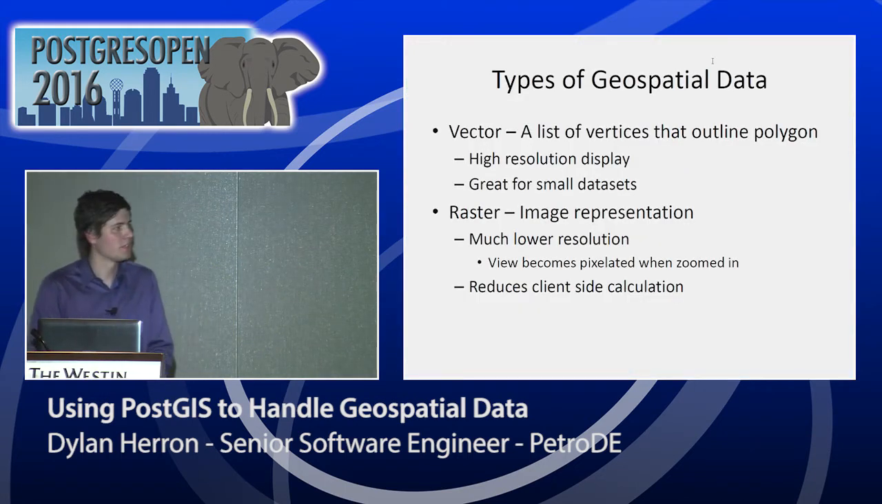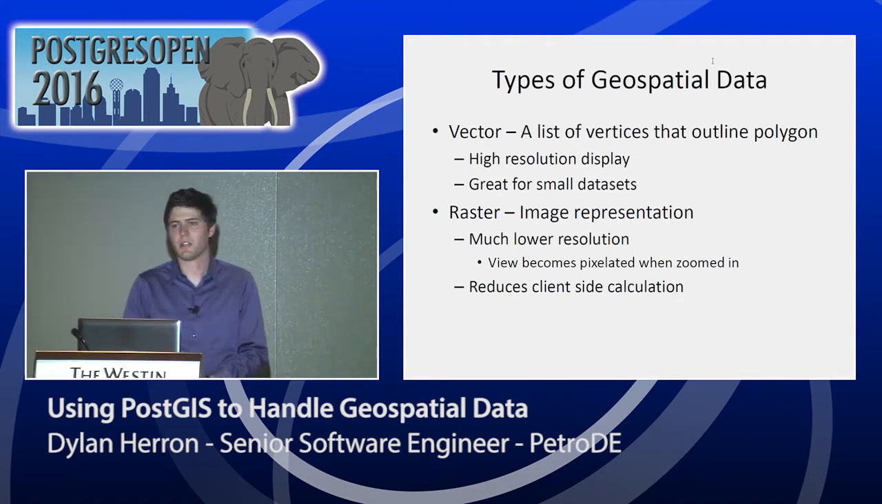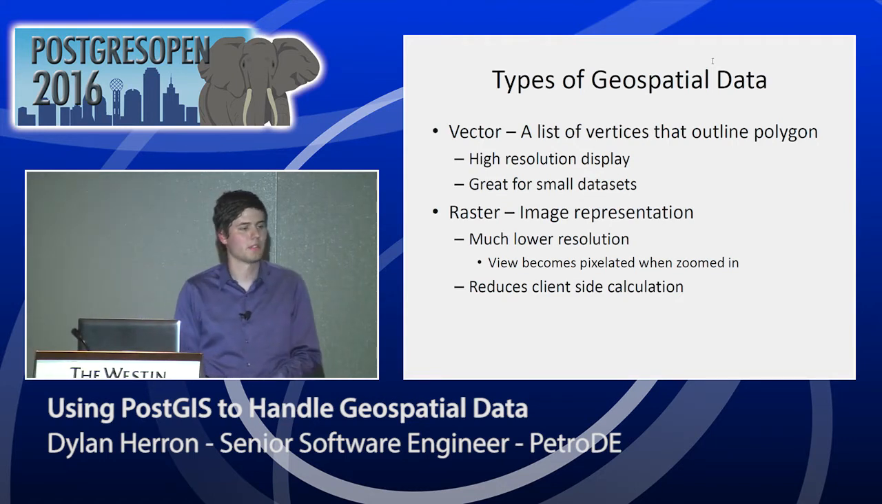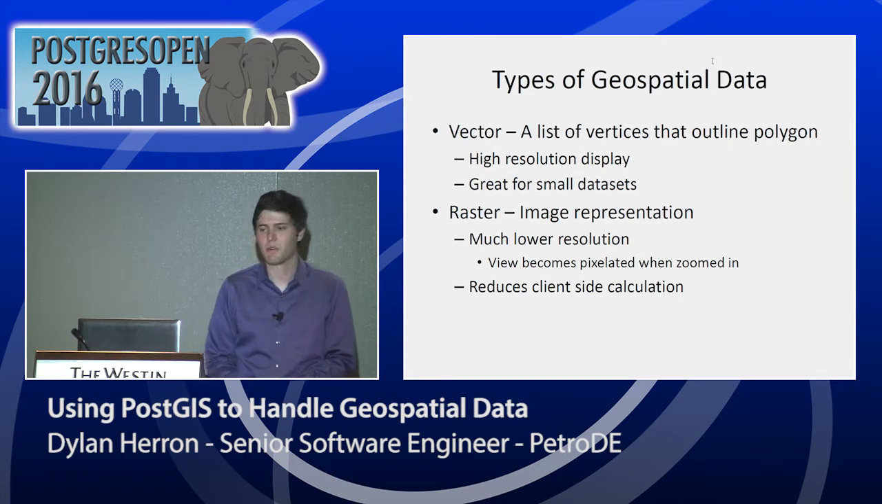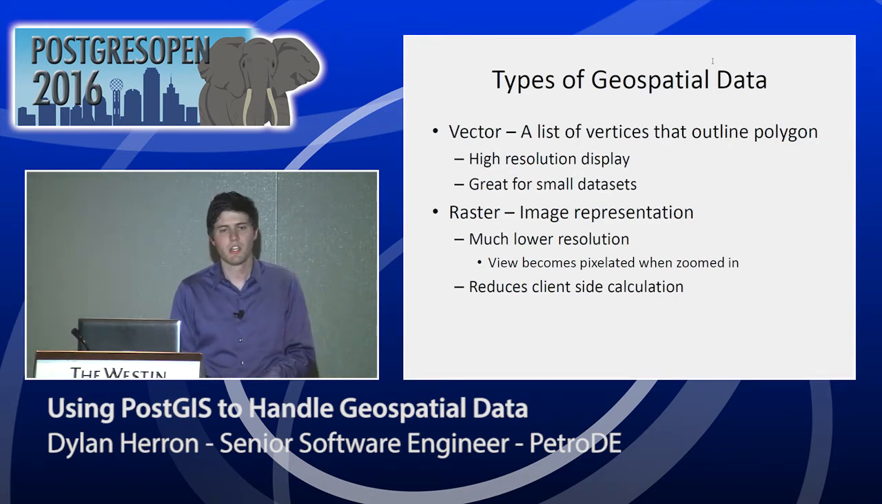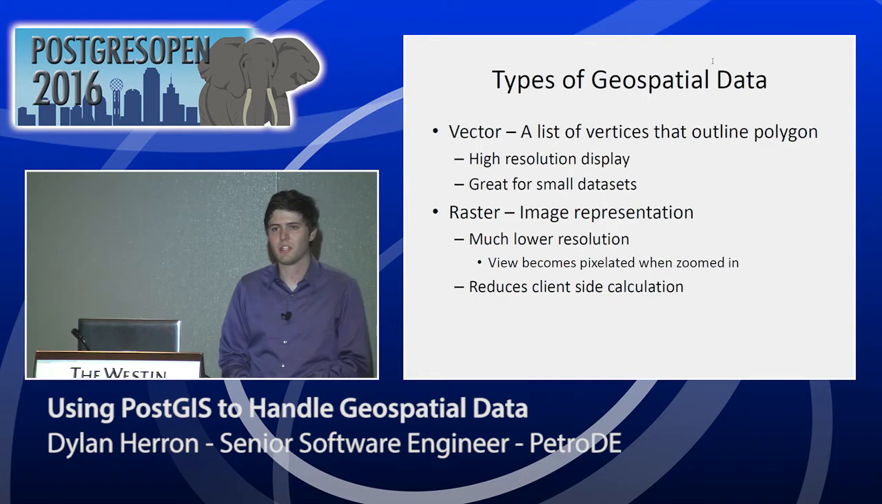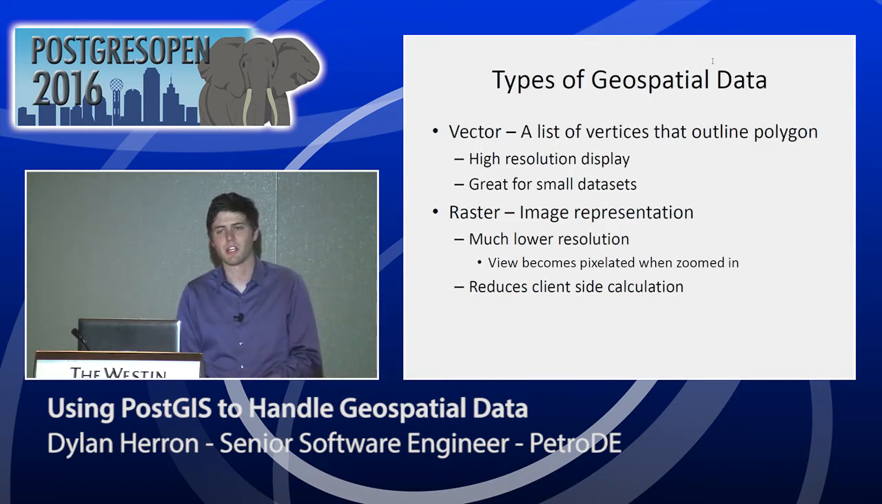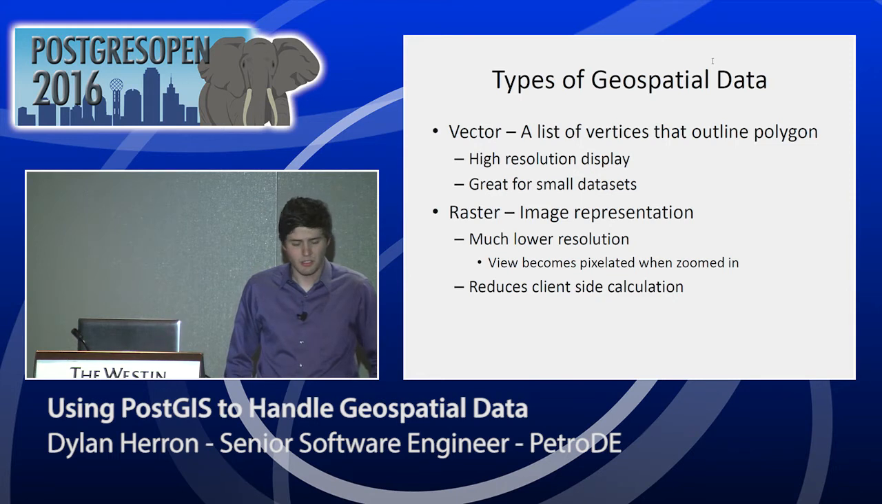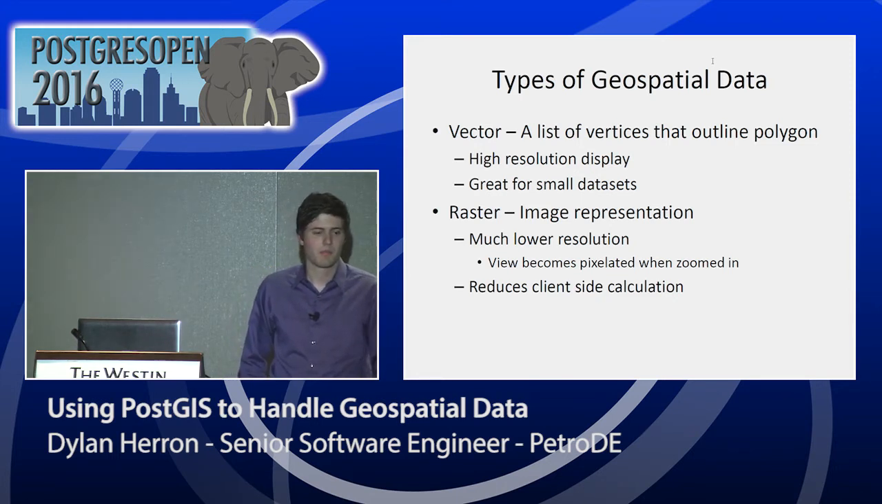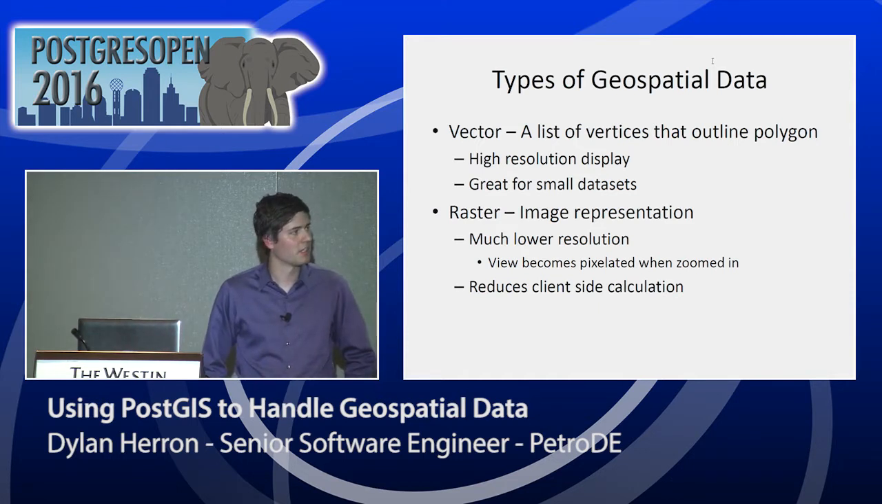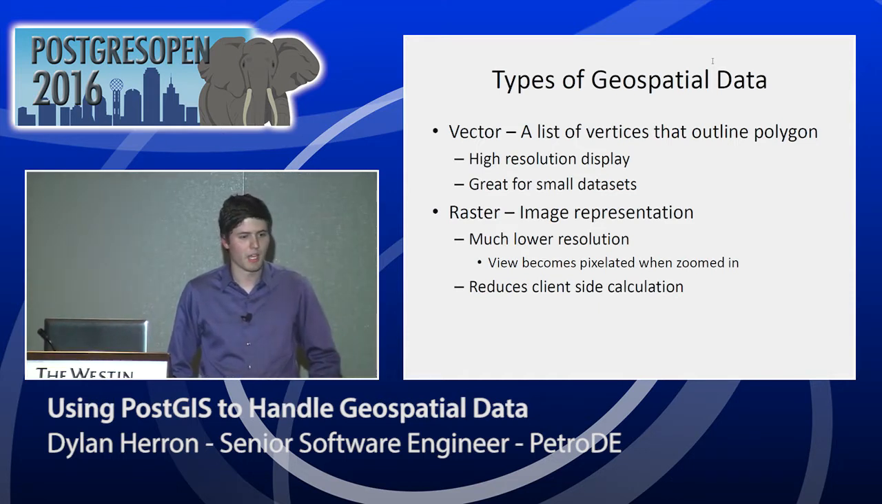So to begin, let's take a look at a few different ways that a computer can store geometric data. There are two main ways, vector and raster. Vector stores the data as a list of points that outline the geometry. This works really well if you have solid color polygons, because it allows you to get very crisp edges and high resolution lines as well.